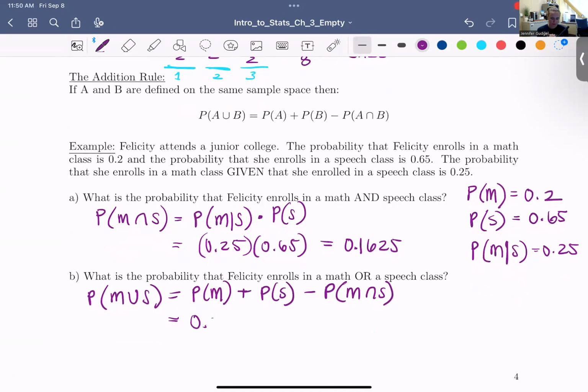The probability she enrolls in math is 0.2, plus the probability she enrolls in speech is 0.65, minus the probability she enrolls in math and speech. Well, that's the number that we had just calculated, 0.1625, which is why this needed to be a combo problem. All right, once we put that into our calculator, we're going to get 0.6875.